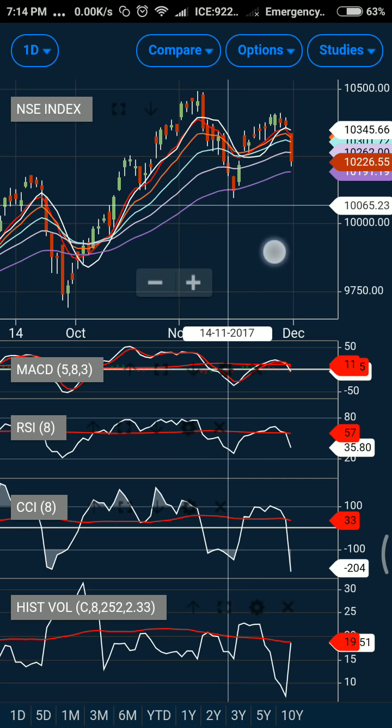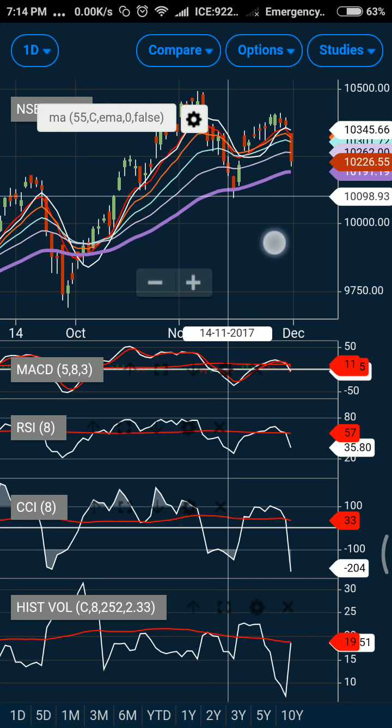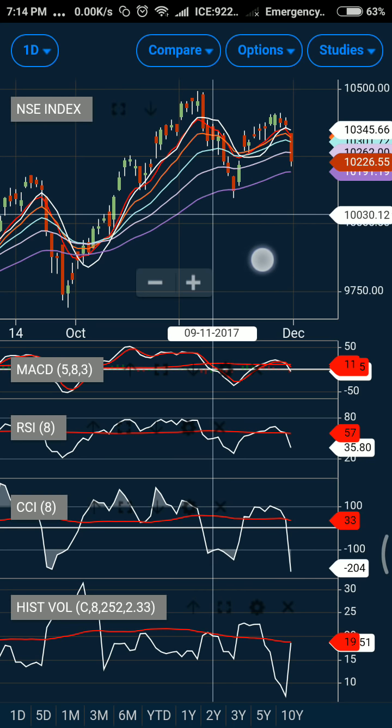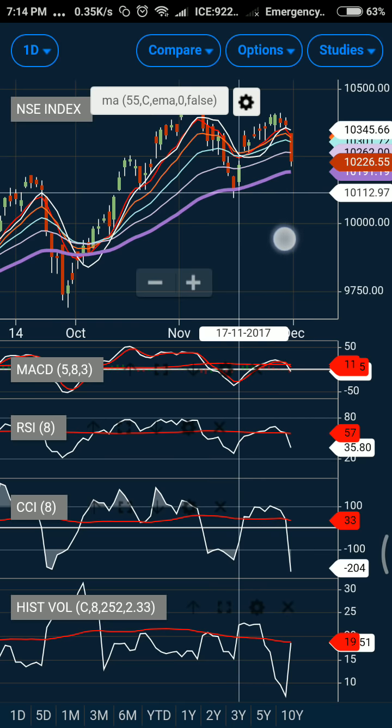You can also try and check the market for the various time frames. You will find that the 55 days exponential moving average has been good support for the market. However, if you see, whenever it has broken, we can see some sort of dip going further.